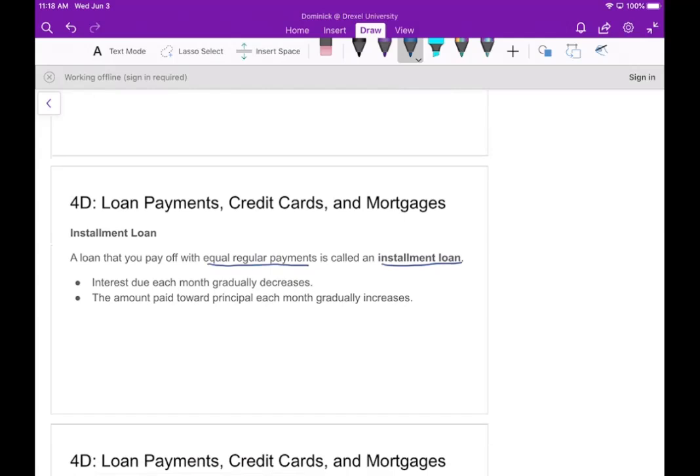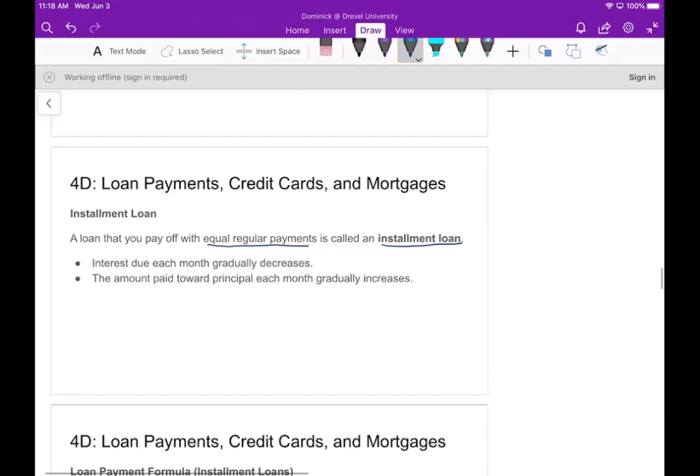So most of the time you can think of a car payment or a mortgage payment as an example of an installment loan because you're paying the same amount generally each time. And of course, the interest that's due each month will gradually decrease over time, whereas the amount that you pay towards the principal will gradually increase over time, right? So in the beginning of the loan term, you're paying almost everything towards the interest, and by the end, you're paying almost everything towards the principal.